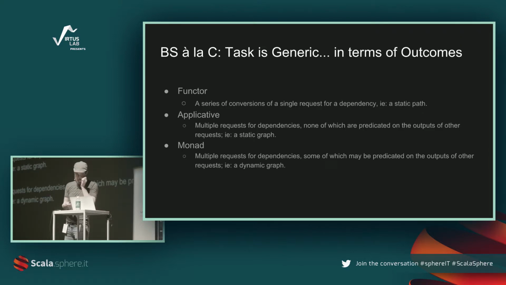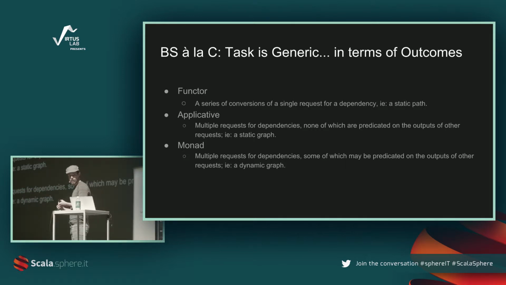What that means in terms of outcomes, though, so if you plug in a functor, you get a series of conversions for a single request. You basically just get a static path, right? No new dependencies can be introduced. You can't have multiple inputs to something. It's a static path. So you can convert one thing through a path. Applicative, you can make multiple requests for dependencies, but none of the requests can be predicated on the outputs of other requests. So you can't look at the output of some request in order to decide whether to make another one.